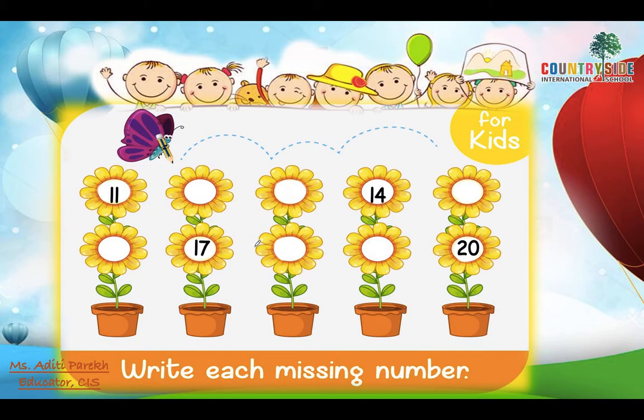Now we'll write numbers 11 to 20 in these fill-ups. So here you can see 11 is there. Now what will come after 11? 12. So write 1 and 2, 12. Let us write again. 11, 12, 13. So write here 13.